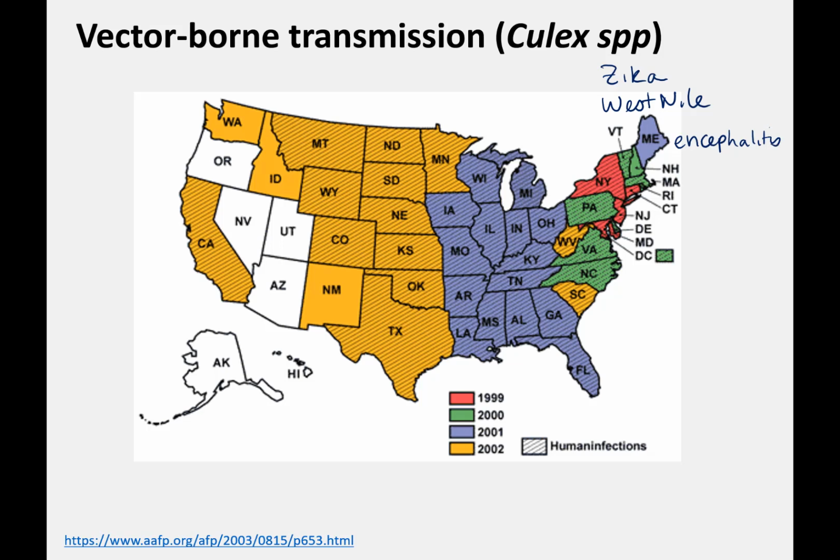And encephalitis just means, let me just make sure I'm going to say it right, inflammation of the brain. So there are numerous viruses that can cause brain inflammation. And so wherever it's dashed or the lines across it, it shows there's been human infections, and then the color coding is the different years, and you can see this is not up to date.